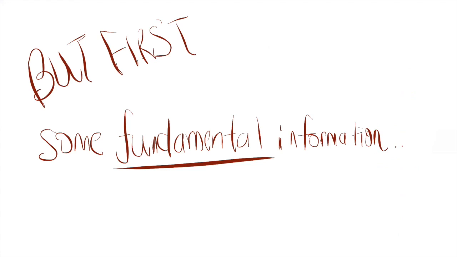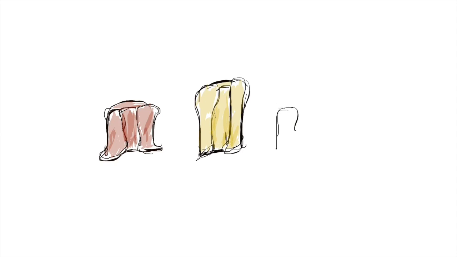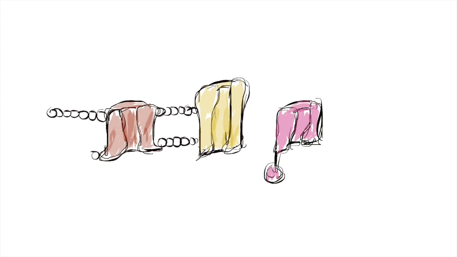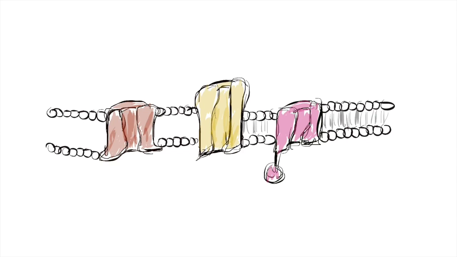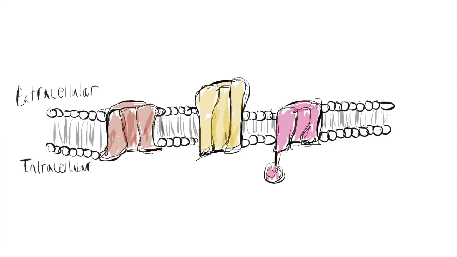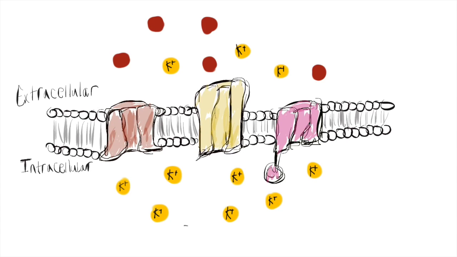In order to understand the physiology of nerve conduction, some fundamental information is required. The selectively permeable nature of the cell membrane allows for the unequal distribution of ions across the membrane, resulting in the creation of a resting membrane potential. Most important are the concentration differences of potassium and sodium ions. There's a higher concentration of potassium inside the cell, and there's a higher concentration of sodium outside the cell.